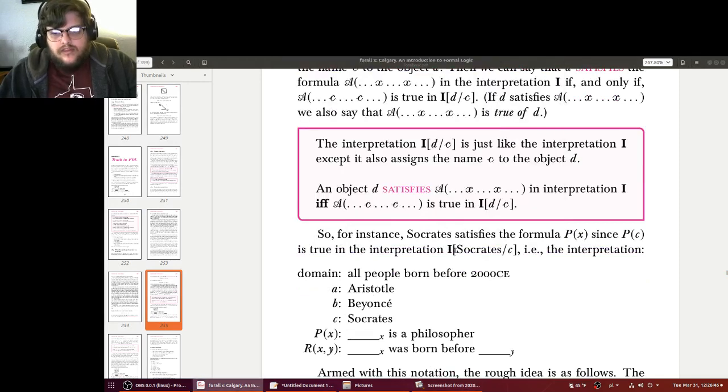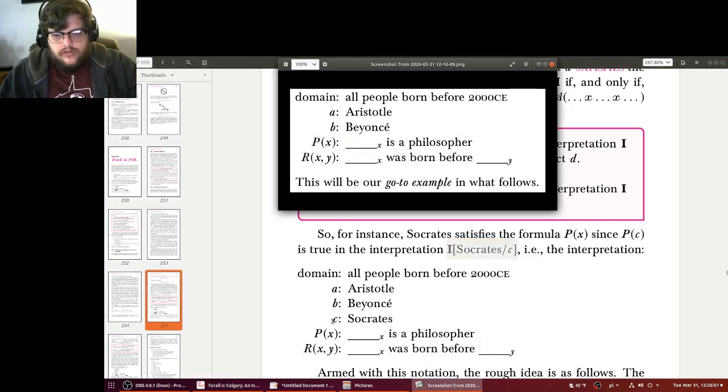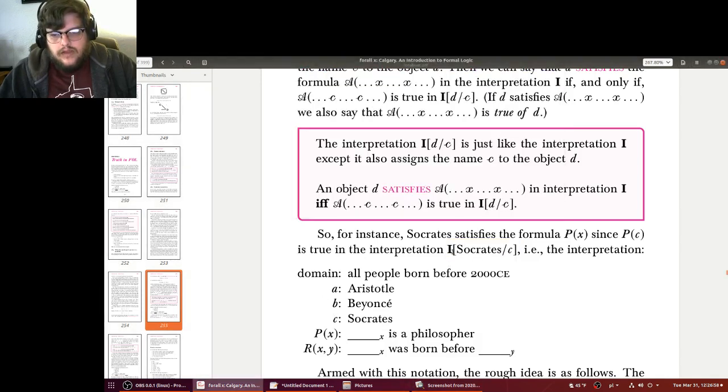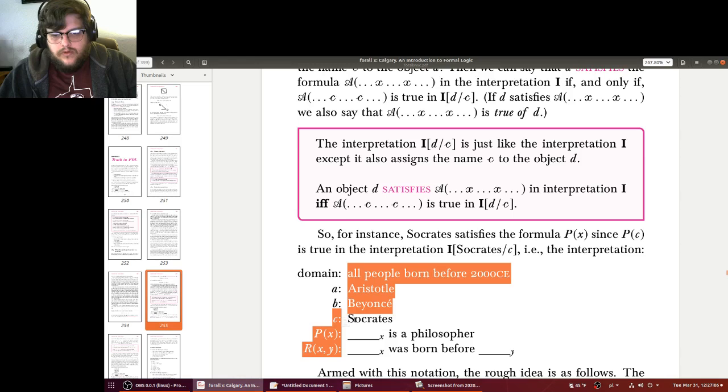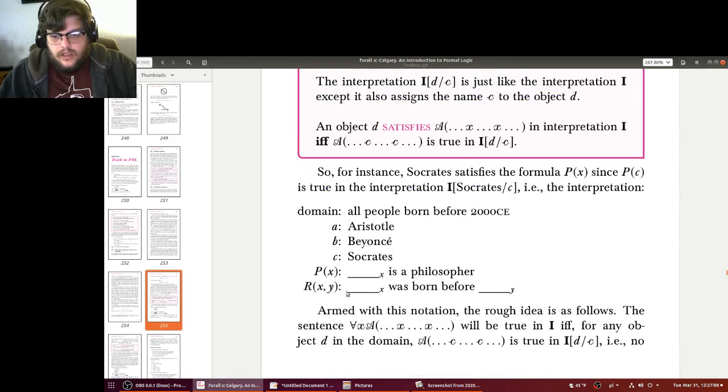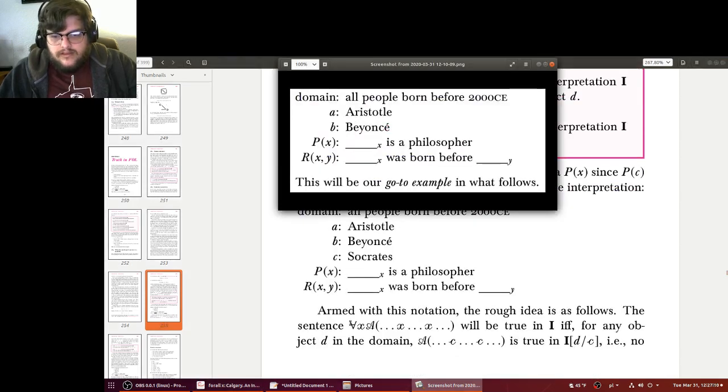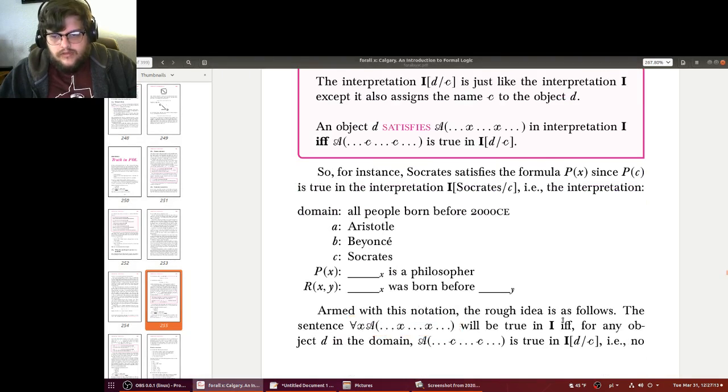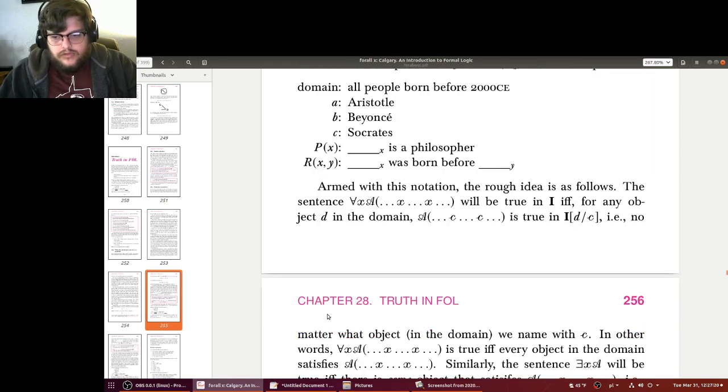So they're saying this augmented interpretation is all this stuff down here. You take the original interpretation, this is capital I, bold I, and you're now looking at this interpretation, Socrates/C. So they're letting the name C refer to Socrates. So the sentence, for all x, Ax, is true in I, if and only if for any object D, this is true in the upgraded interpretation.